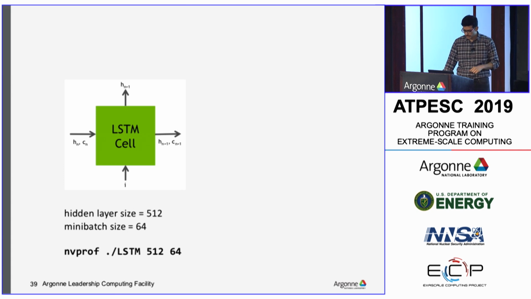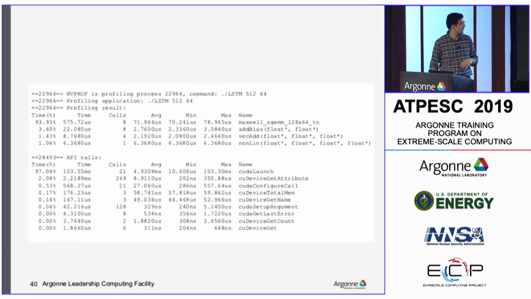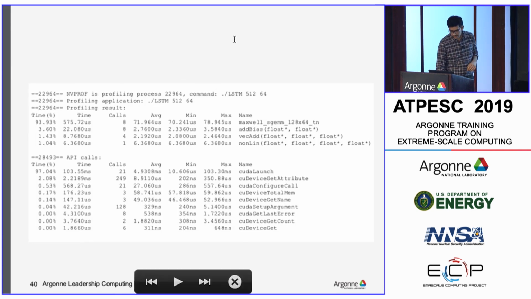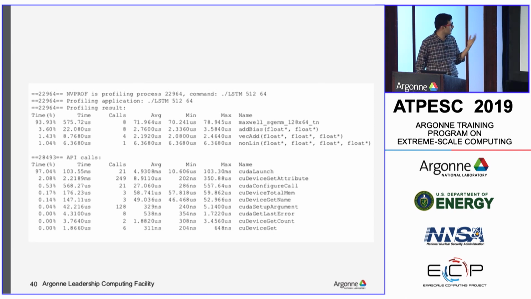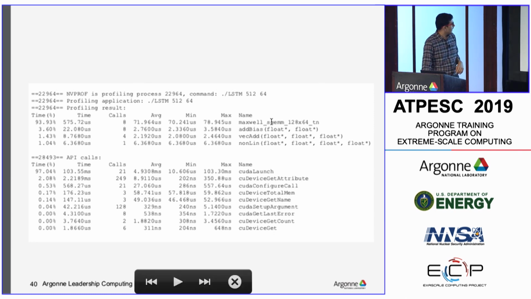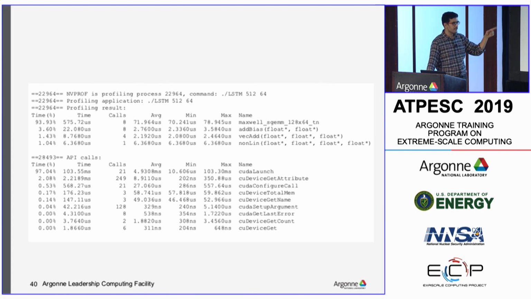my hidden layer size. If you run nvprof as is, the top chunk tells you what the different CUDA kernels are, and what the percentage of time is. Here we see that almost 93% of the time is spent on this SGEMM routine. So we know that's the most compute heavy kernel. The APIs are relevant to CUDA, so you can ignore them. We are focusing on the kernels which are run on the GPU.